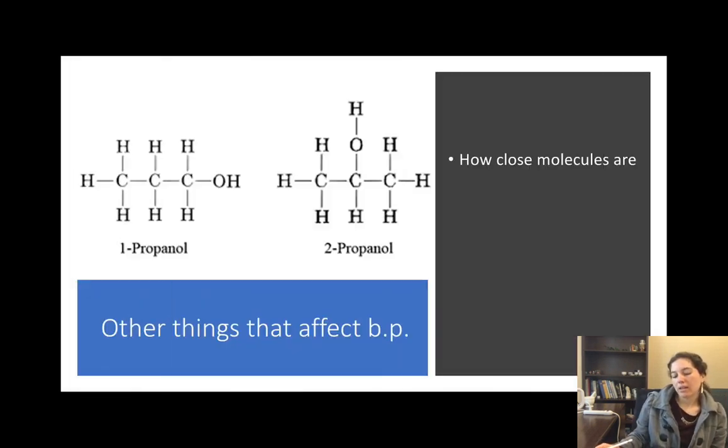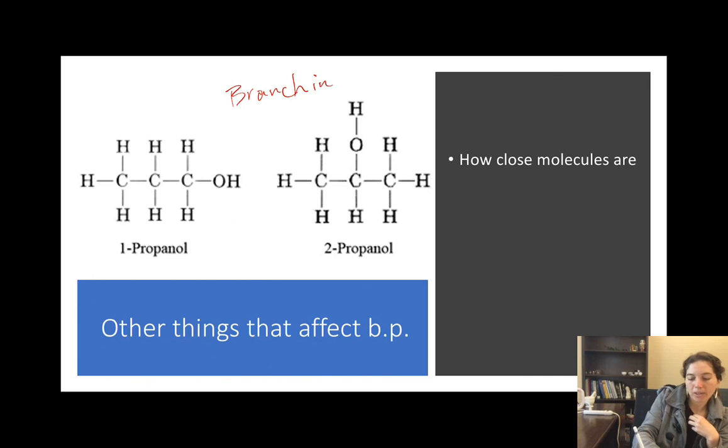Let's take a look at another thing that affects boiling point. There's a lot of little nuances. So remember that we talked about attraction. If a molecule can get really close to another molecule of itself, those attractive forces are stronger. Whereas when you space them out here, they're a lot weaker because they aren't as close together. So there's this thing called branching that also mildly affects our boiling point. It's not a huge influence, but it does affect it some.